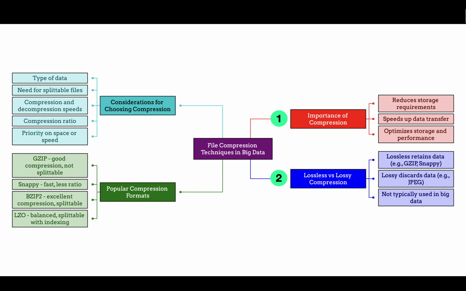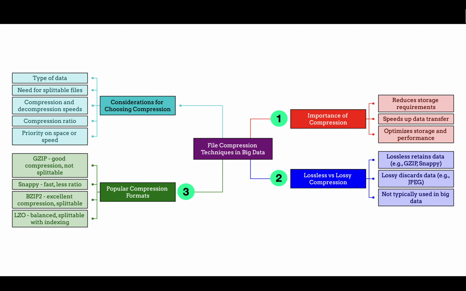2. Lossless versus lossy compression. Lossless compression reduces file size without losing any data, for example, zip, snappy, essential for analytical processing. Lossy compression, which discards some data, for example, JPEG and images, is not typically used in big data due to the loss of data integrity.